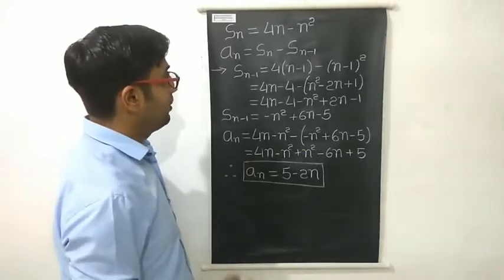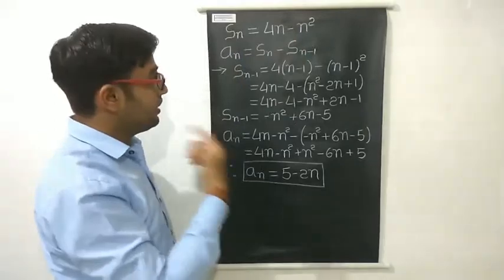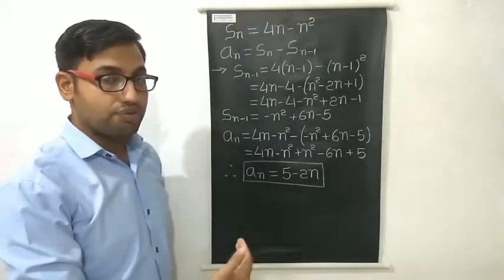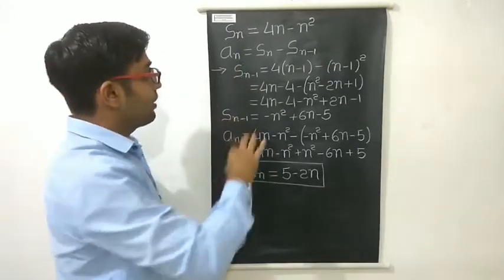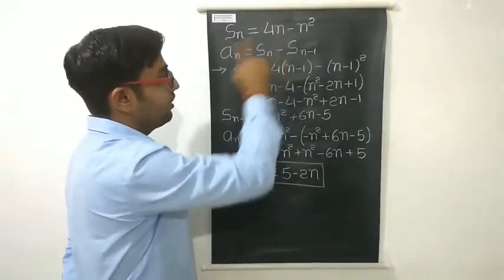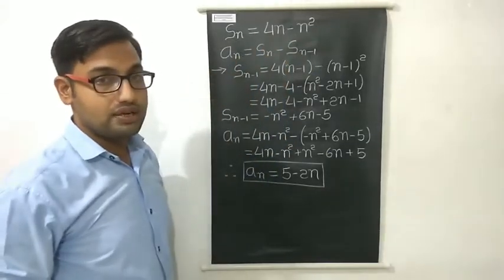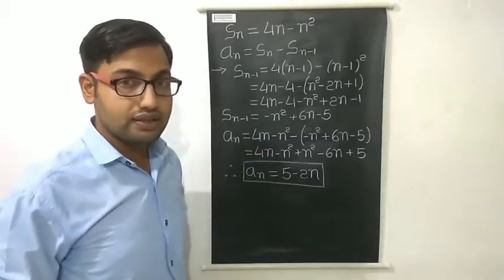So in this way, whenever we are given the sum, we can find the sum of any terms by putting the value of n. Whatever we put here as n, we have to put the same value of n on this side also. Right? So this is all about this lecture. Okay, thank you.